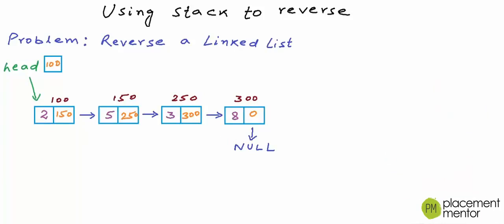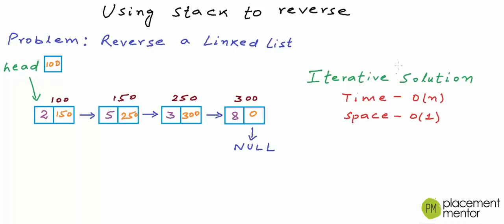One was an iterative solution where we go on reversing links as we traverse the linked list using some temporary variables. Another solution was using recursion. The time complexity of the iterative solution is big O of n. Space complexity is big O of 1.